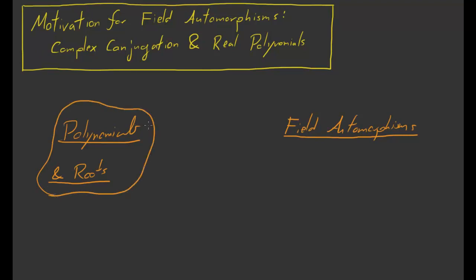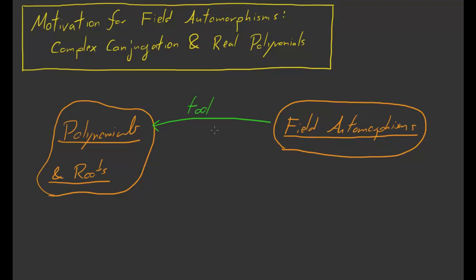But a lot of the time, and in this series in particular, we won't spend our time explicitly talking about polynomials and their roots. Instead, we'll spend a lot of time talking about something called field automorphisms. And the reason for this is that field automorphisms are a tool which will help us understand polynomials and their roots. So by using field automorphisms, we'll be able to accomplish our original goal of understanding polynomials and their roots. So what I'd like to do in this video is begin convincing you that this is a good idea, that field automorphisms are a good tool for studying polynomials and their roots.